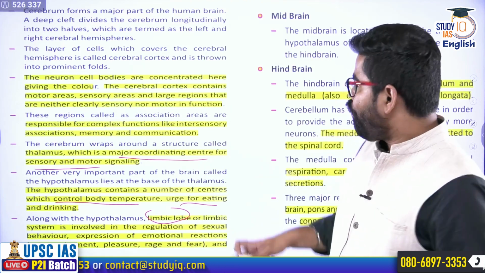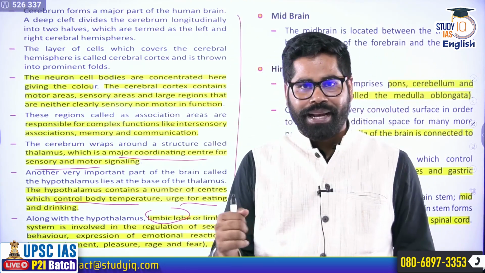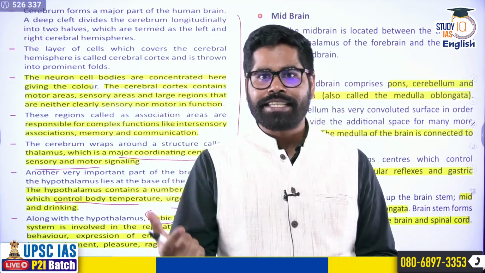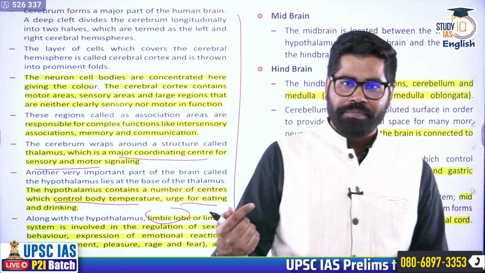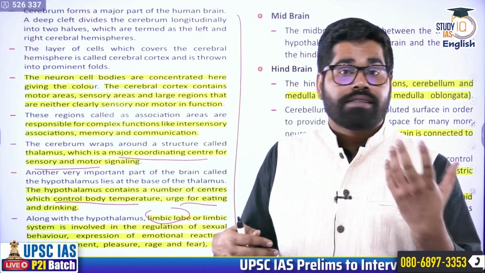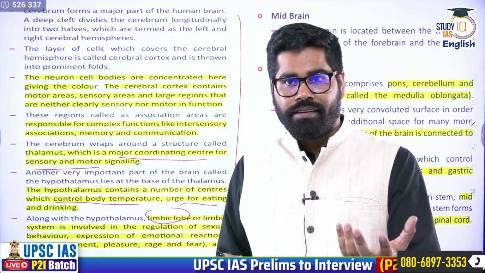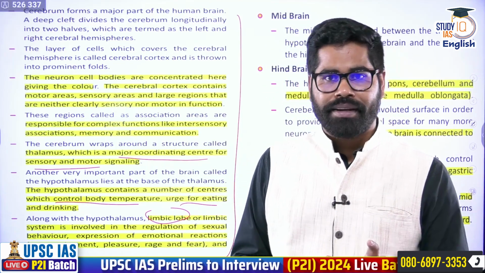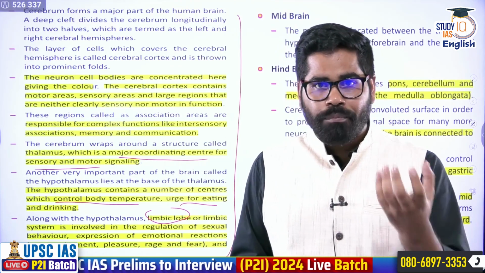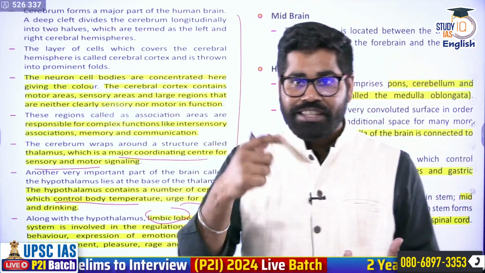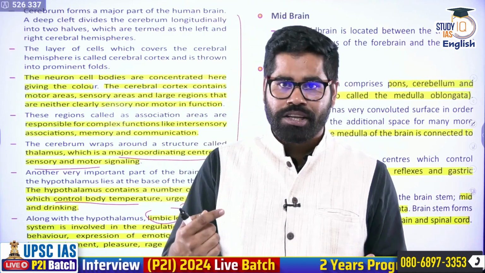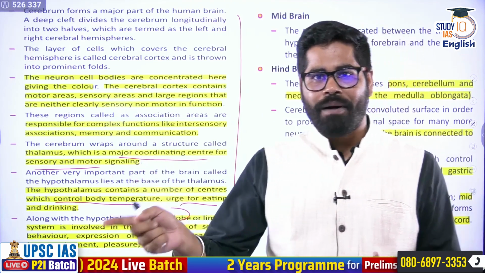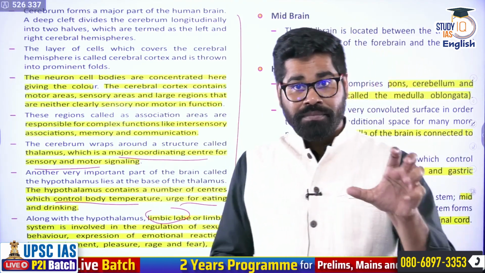So overall, you can see this entire forebrain is deciding a number of things: your voluntary actions, how you are behaving, the sexual expressions, the excitement, the fear, the happiness, the rage. All these things are part of the forebrain. It is also controlling the body temperature. It is also controlling the urge of thirst and hunger. That is also controlled by a part of the forebrain, and the cerebrum is there.